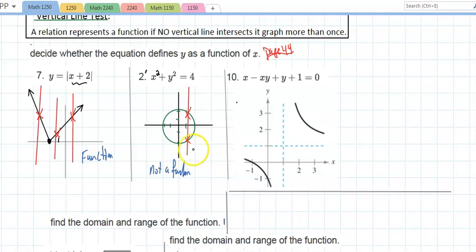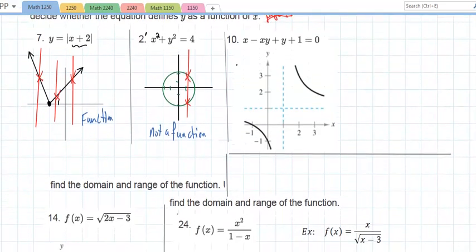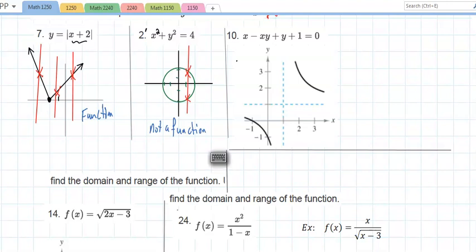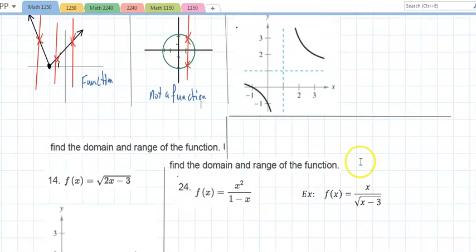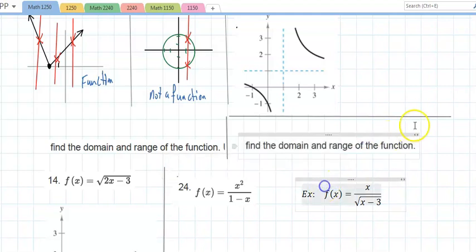Oh, I don't like that word. Let me write it better. There we go. Now, on number 10 and on, they give us the graph. Oh, what happened? Oh, two different, okay, I get it. Move this right here. There we go. Right, it's separated from this.